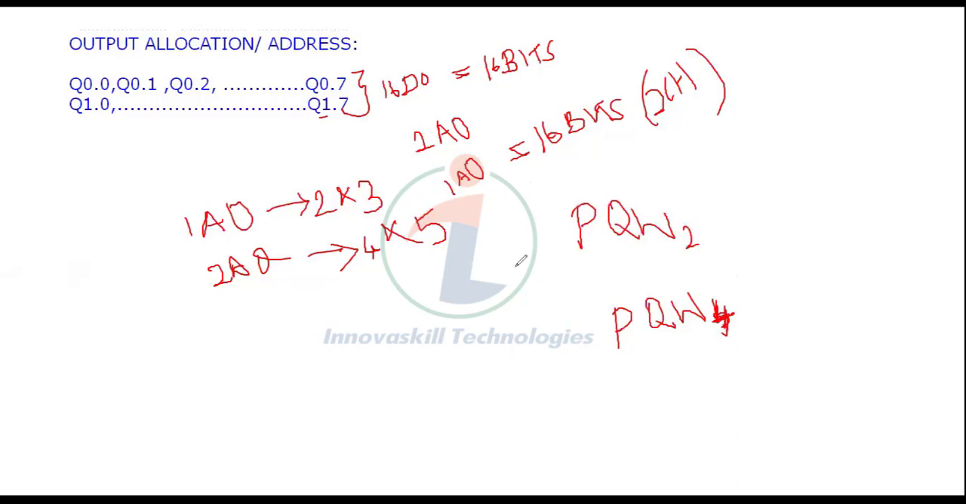So we have discussed digital input and digital output allocation, analog input and analog output allocation. Next we will be discussing memory allocation. This is the main thing, because memory allocation will be a little bit different for this PLC.